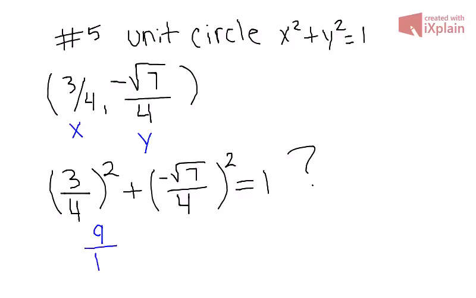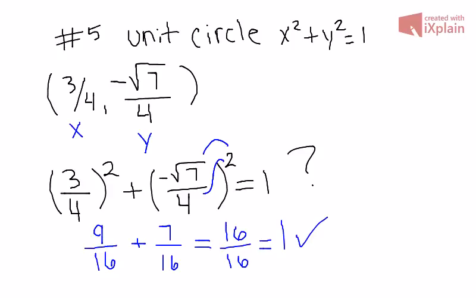So we go ahead and distribute that squared in. 3 squared is 9, 4 squared is 16. Distribute the other squared in. Negative square root of 7 squared gets rid of that negative and the square root, so it just becomes 7. If you add those together, we get 16 over 16, which equals 1. So everything adds up once we plug it into our equation, meaning this thing must be on the unit circle.